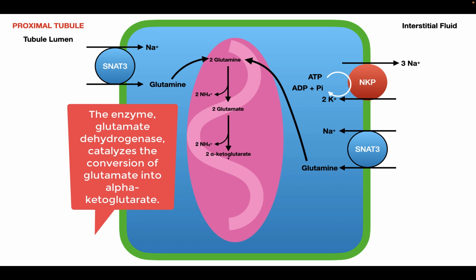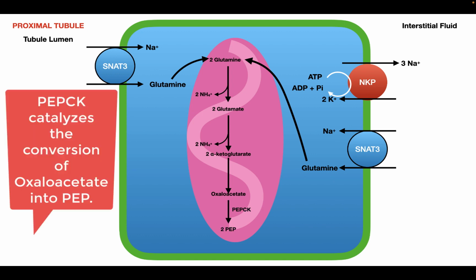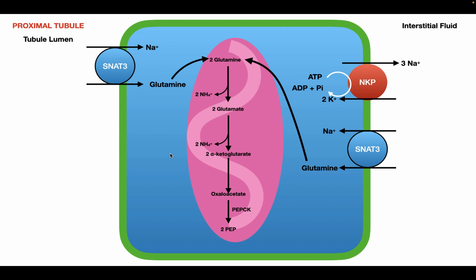The alpha-ketoglutarate will then be converted into oxaloacetate, and then after oxaloacetate is formed, oxaloacetate will be converted by PEPCK into PEP molecules. So now that we have these ammoniums produced, how are these ammoniums going to be secreted into the tubule lumen? Well, the first thing is that the ammoniums are going to be transported into the cytosol.